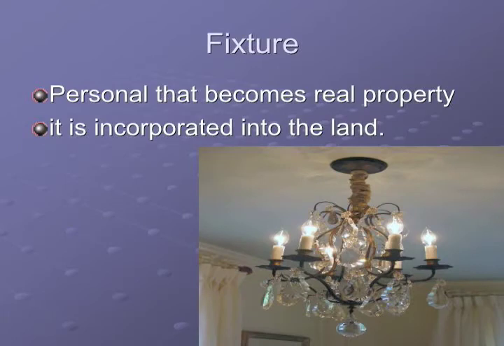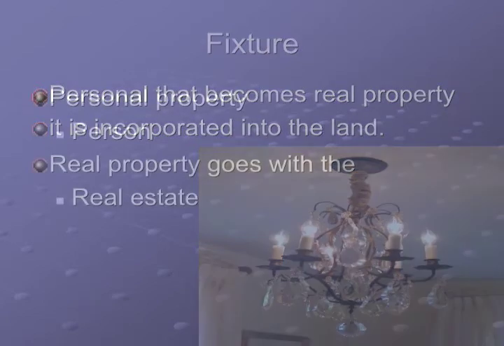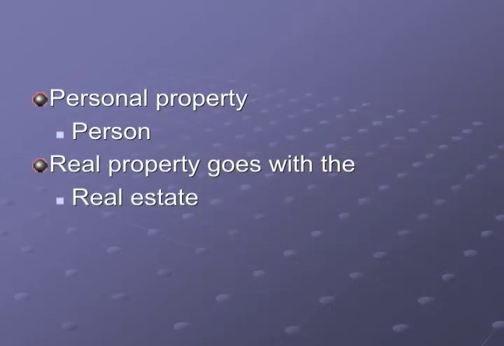A fixture is personal property that becomes real property when attached in a permanent manner to real estate and is incorporated into the land. An example of a fixture would be a chandelier, as it is an item that was movable but now is attached to the property. Saying that real property is immovable and personal property is movable is a general rule. Another way to help you remember what is real and what is personal is to keep in mind that personal property goes with the person and real property goes with the real estate.